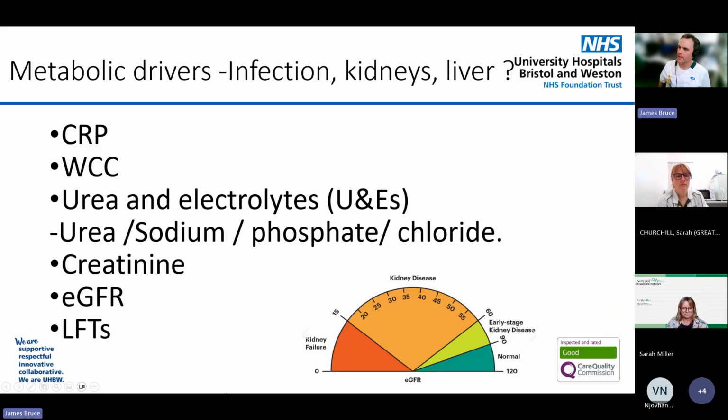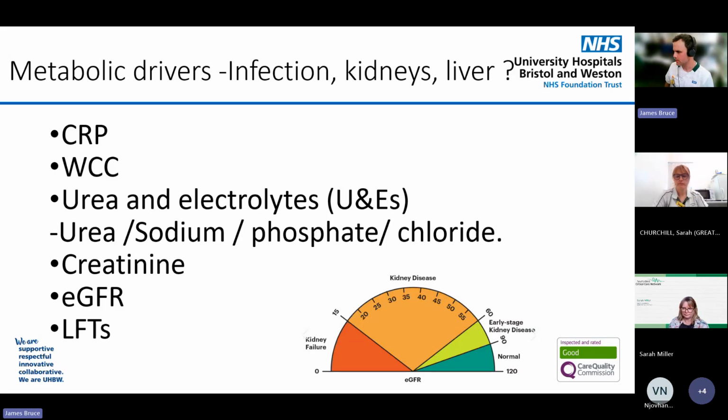Now, we touched on this last month about metabolic drivers. So this might be infections. It might be your ability to get rid of infections through your kidneys or your liver, sorry. And we classify that with our CRP, our white cell count, our urea and electrolytes, and how our kidneys are filtering. So looking at your eGFR, and your eGFR is a mathematical equation, and it really tells us about your kidney function.